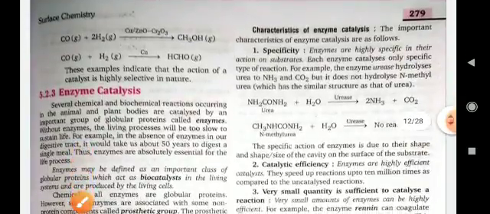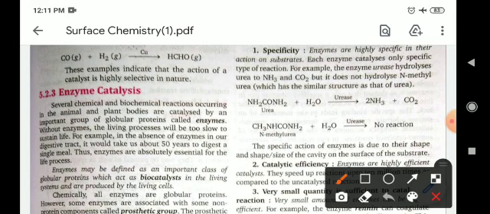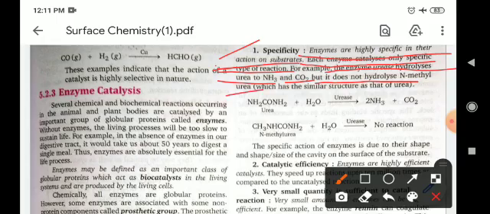Okay. So characteristics of enzyme catalysis: number 1 is specificity. Enzymes are highly specific in nature, specific in their action on the substrate. Each enzyme catalyzes only a specific type of reaction. For example, the enzyme urease hydrolyzes urea to ammonia and CO2, but it does not hydrolyze N-methylurea.